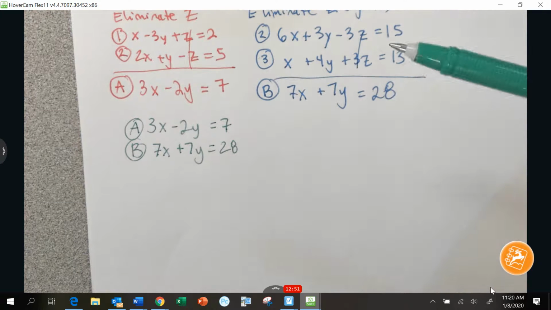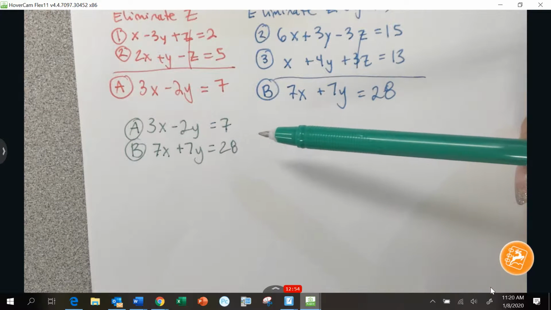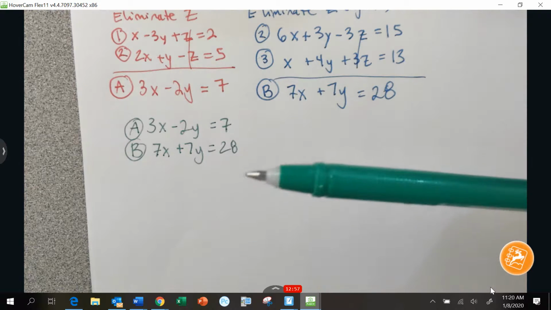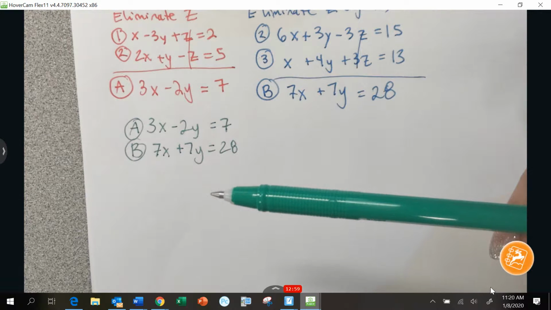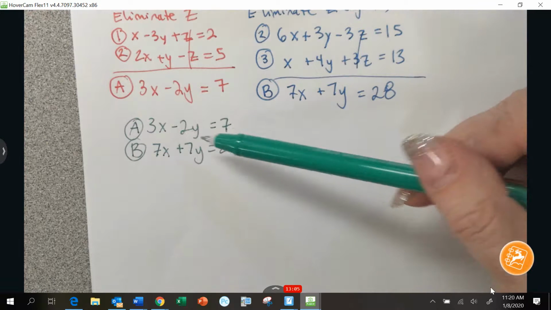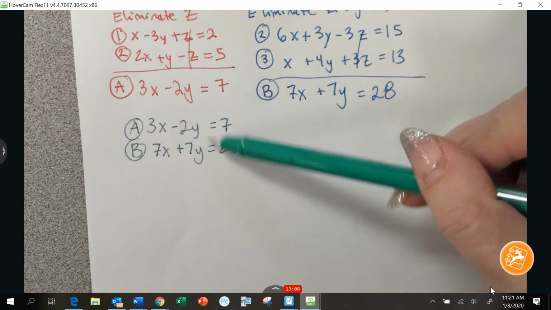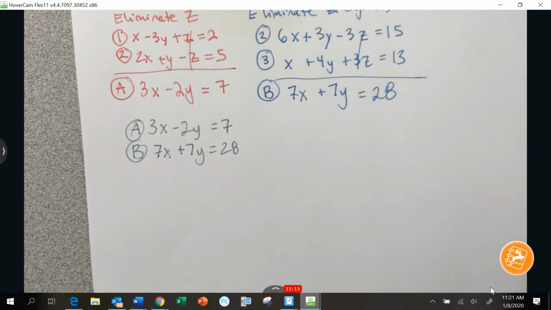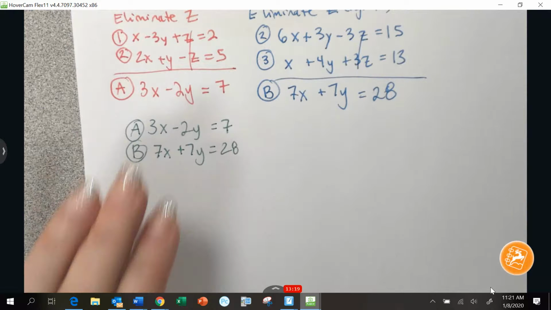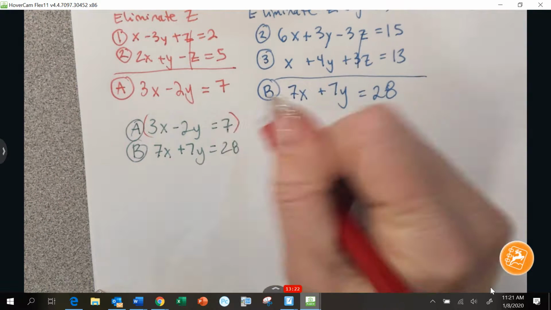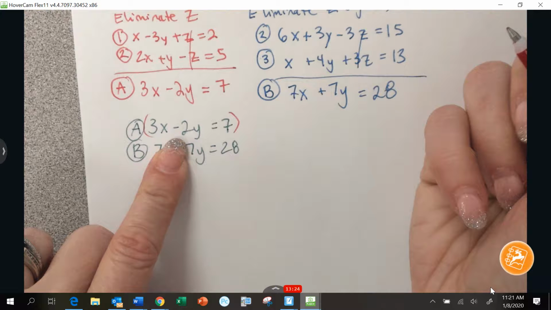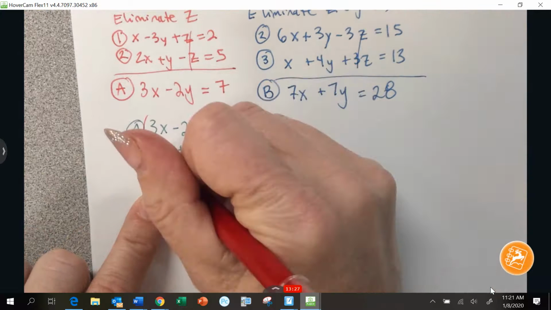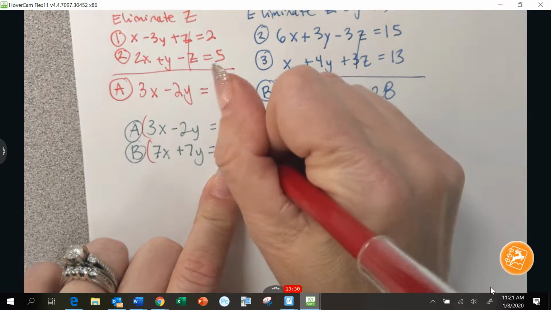So now I can ask you guys, what should we try to eliminate? Or we could do substitution, but I tend to do elimination most of the time. Substitution you can totally still use. What should I try to eliminate? There's not one that you have to do. So sure, let's try to eliminate our y here. We're going to multiply this one by 7, and multiply the other one by 2.